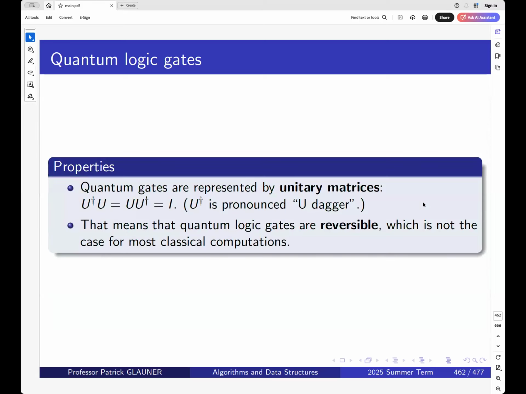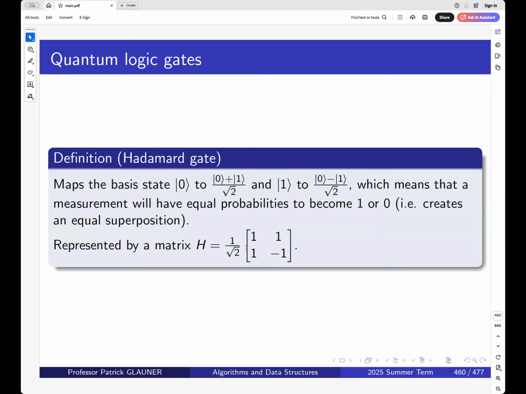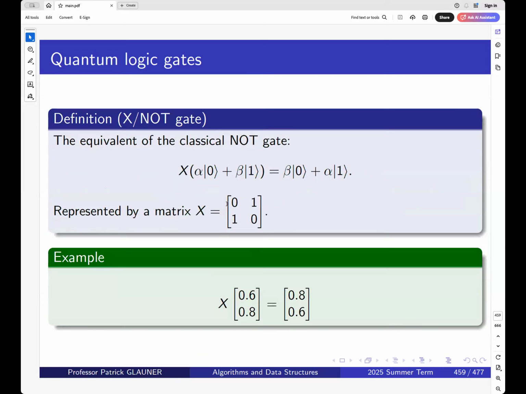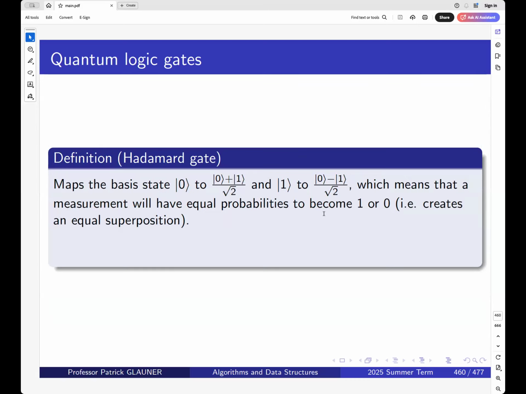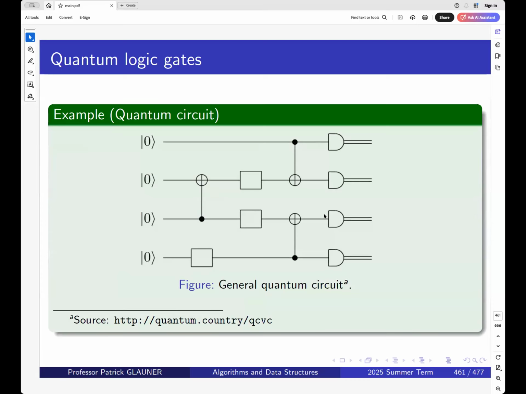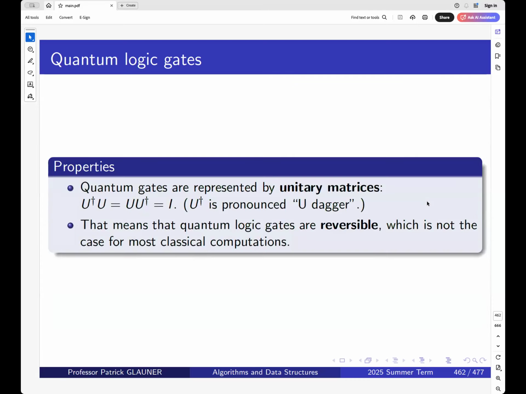Now, a few words about our matrices. We've seen this matrix here for the Hadamard gate. We've seen this matrix for the NOT gate. And maybe you're wondering, what kind of matrices am I allowed to use to represent my operations? It turns out our quantum gates are represented by so-called unitary matrices. Now, what is a unitary matrix?